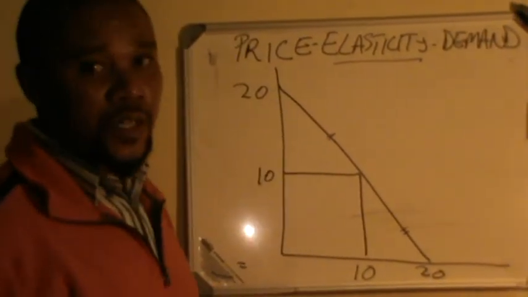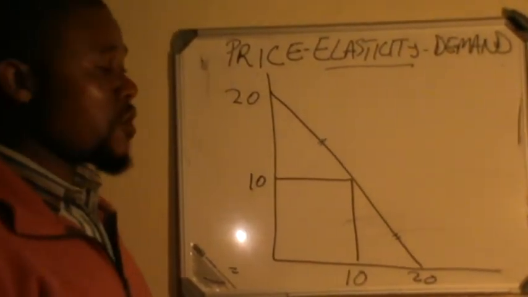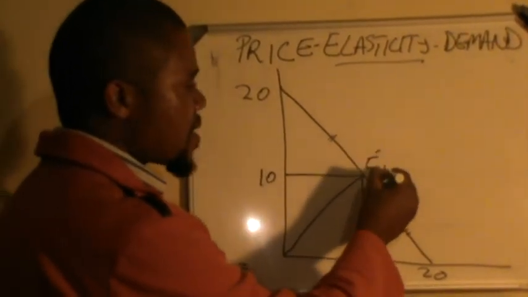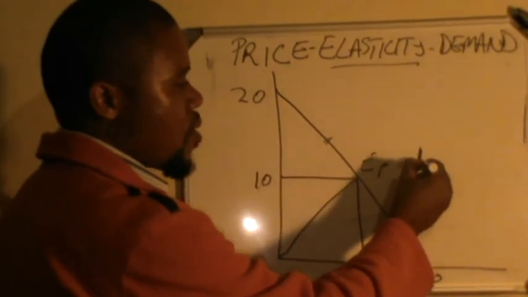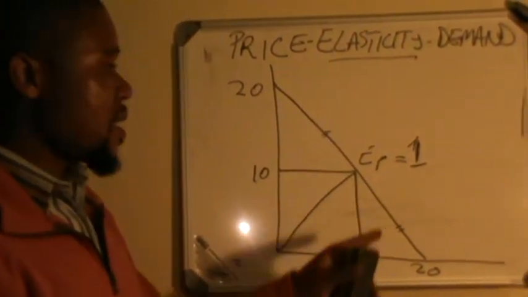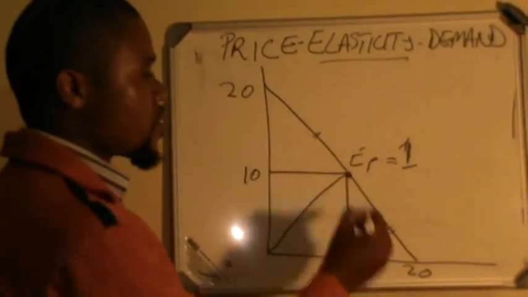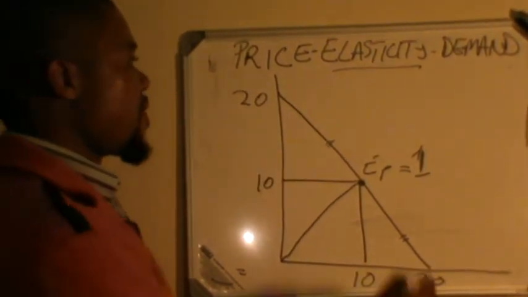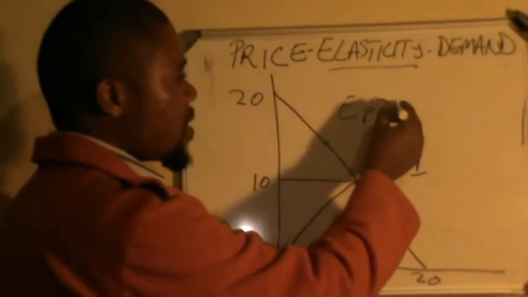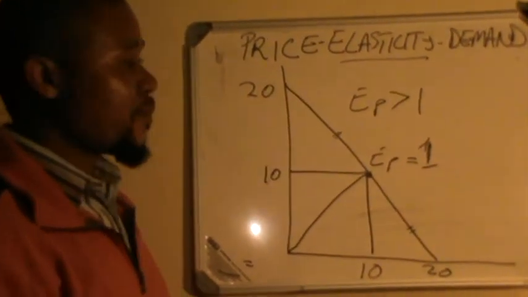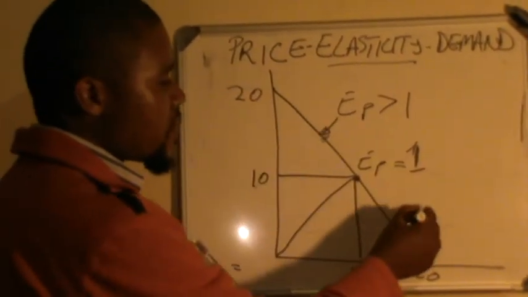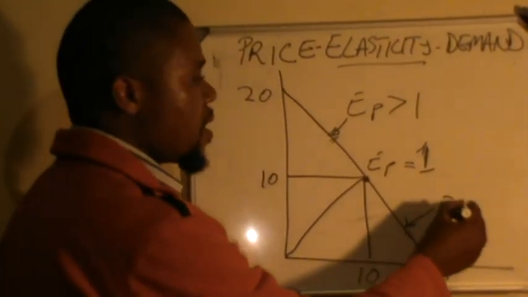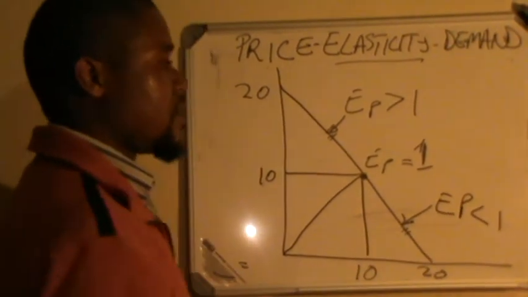For this particular type of demand curve, whose slope is 1, at that middle point there, the price elasticity of demand equals 1. Whilst on this side of the demand curve, the price elasticity of demand is greater than 1. Whilst on this portion of the demand curve, the price elasticity of demand is smaller than 1.